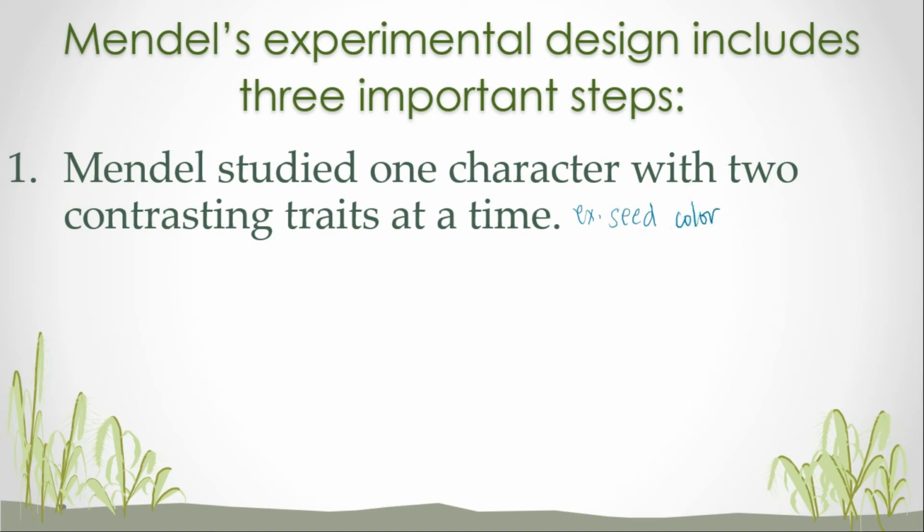So, seed color, it has two contrasting traits. That will be yellow and green, wala nang iba. And other characters also have two contrasting traits: the flower color, the flower position, the stem length, the seed color, the seed shape, the pod shape, the pod color, and the others.